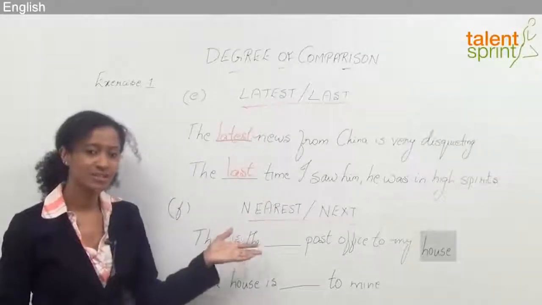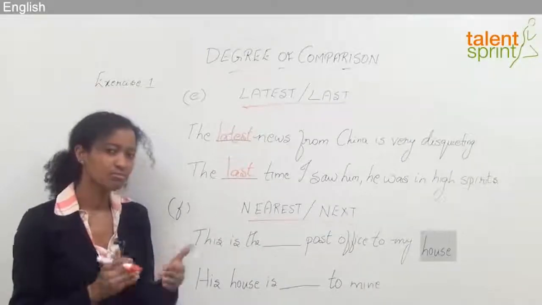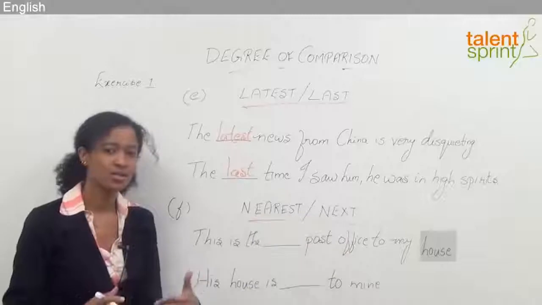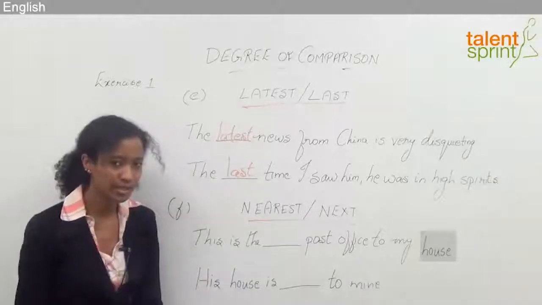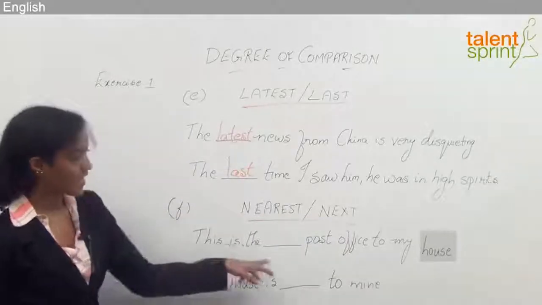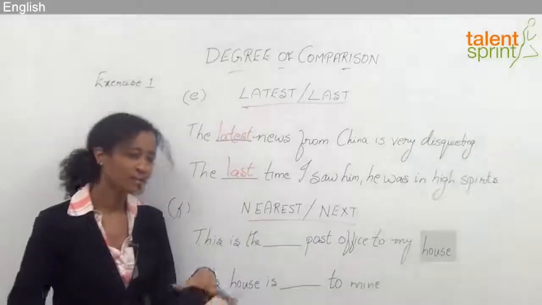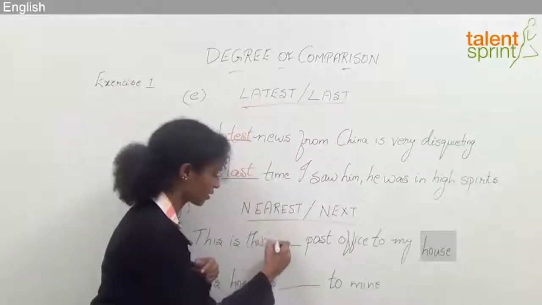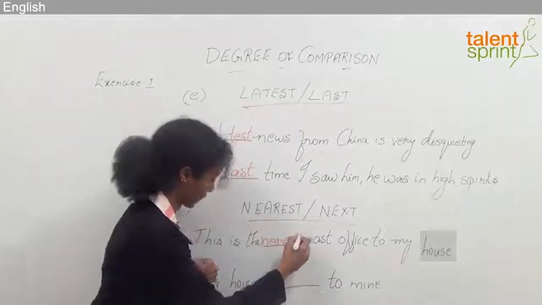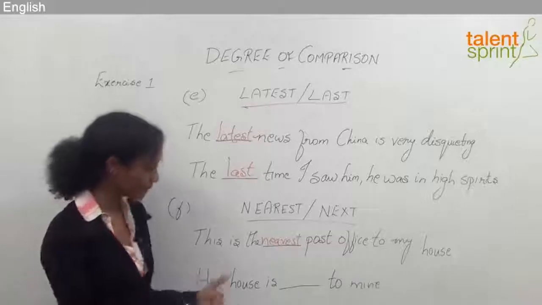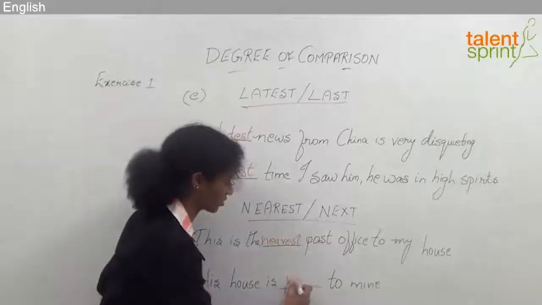Nearest and next. Nearest is at or within a short distance. Next is adjacent, immediately following. So this is the dash post office to my house. Somewhere close by. Nearest. His house is dash to mine. Immediately adjacent. Next to mine.